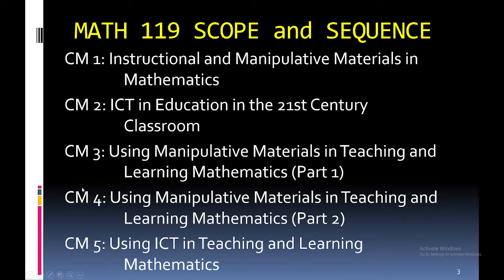CM3, 4, and 5 are the application part. CM3 is using manipulative materials in teaching and learning mathematics, part 1. CM4 will be having part 2. And CM5, using ICT in teaching and learning mathematics. I will be sharing to you a lot of softwares, applications that we can use in our math class. Okay? Now, I will not be discussing each course material because we will be going over all of these as we go on with our second semester.